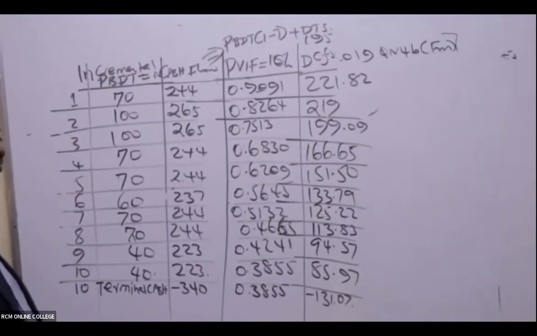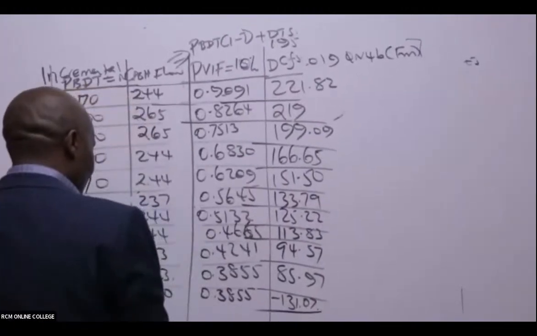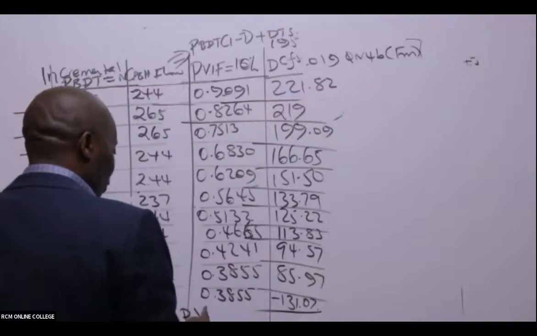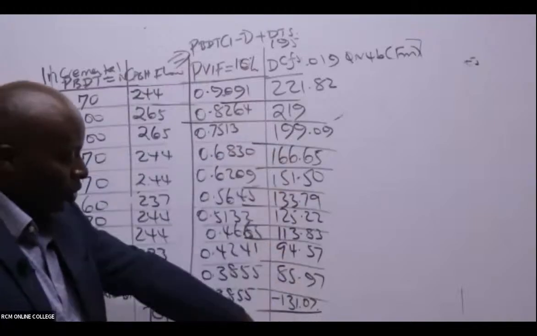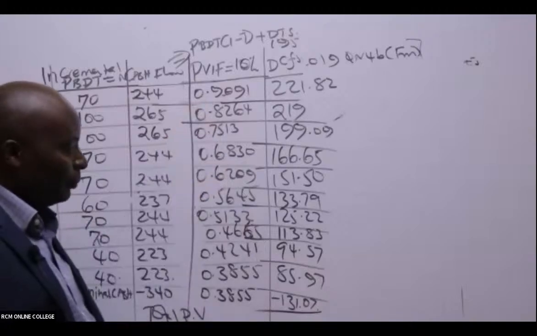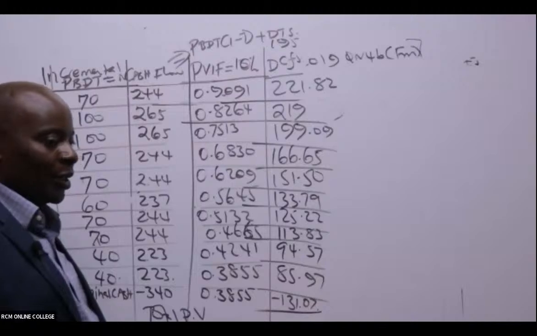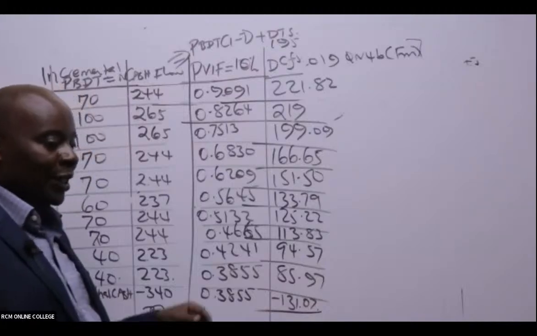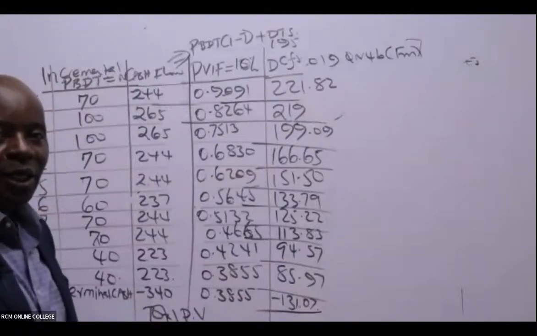All right, ladies and gentlemen, you should be able to come and give me the total present value here. So now you are adding all the discounted cash flows, all of them, except for the last one, which will say minus 131.07. The total discounted cash flows. Douglas, I hope your answer is negative. Remember, this was negative 340.